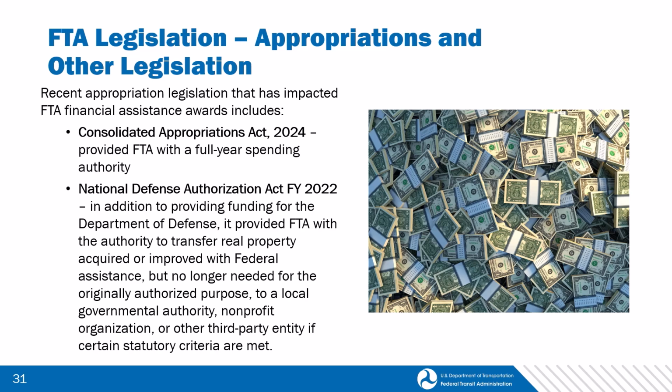Next, the National Defense Authorization Act fiscal year 2022 provided FTA with the authority to transfer real property acquired or improved with federal assistance, but no longer needed for the original authorized purpose, to a local governmental authority, nonprofit organization, or other third-party entity if certain statutory criteria are met. While that seems strange for a Department of Defense appropriation to give FTA direction, it is not unique. As previously mentioned, Congress keeps us alert and ready for action.